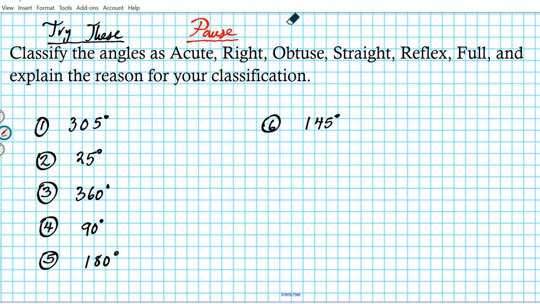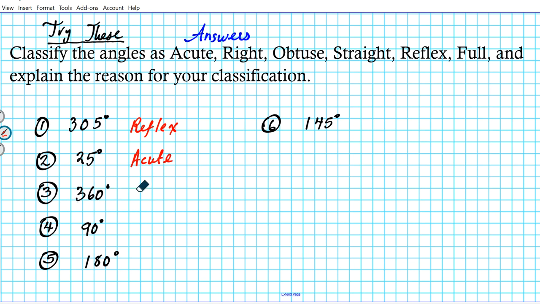All right, welcome back. So hopefully you had a chance to try out the practice problems. So answers coming up. Let's go ahead and just take a look at the classification of these angles. You can refer to the notes we just did to write down what the explanation of your reasoning is. Okay, so 305 degrees is between 180 and 360, so that makes it a reflex angle. 25 degrees is between 0 and 90 degrees, so that makes it an acute angle.